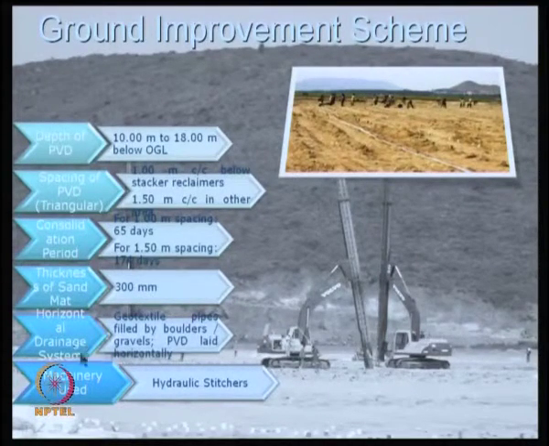Then horizontal drainage system, geotextile pipes filled with boulders. As I showed you in the previous slide, one can have geotextile pipes filled with boulders or gravels. Some PVDs can be laid horizontally, as I just showed you in the previous slides. And machinery was used as hydraulic stitchers. So, you can see here also that it is all done horizontally. So, this is some example.